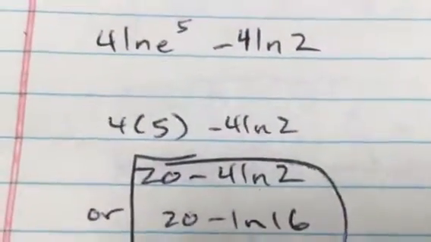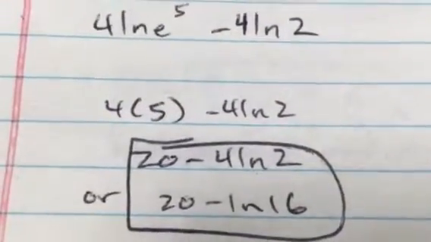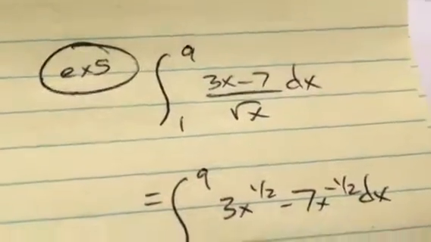So the 5 comes down, multiplies with 4. That's going to give you 20 minus 4 ln 2. Remember, power rule, it could be natural log 2 to the 4th, which is natural log 16. You know that from Algebra 2 and pre-calc. This is just another good one to talk about.